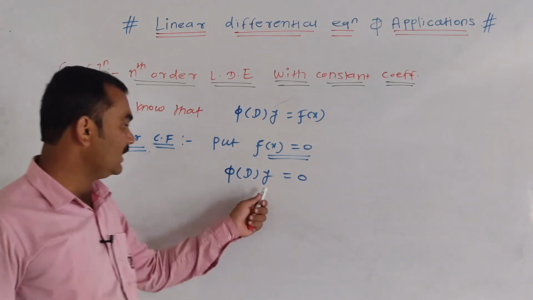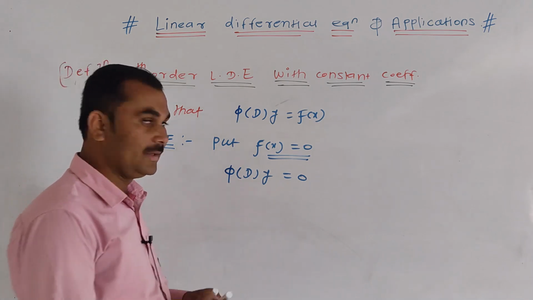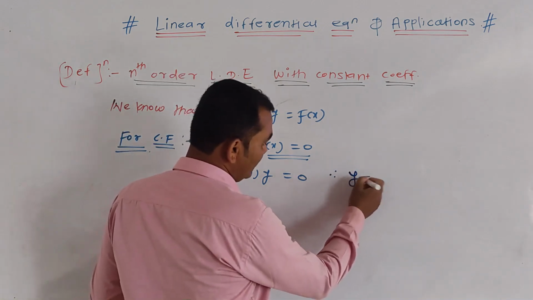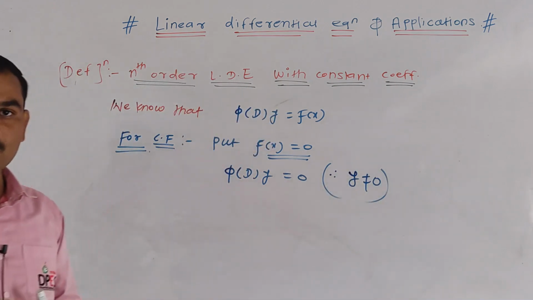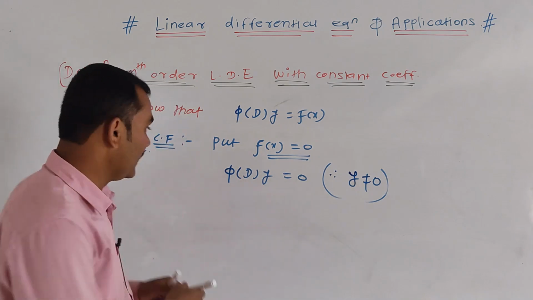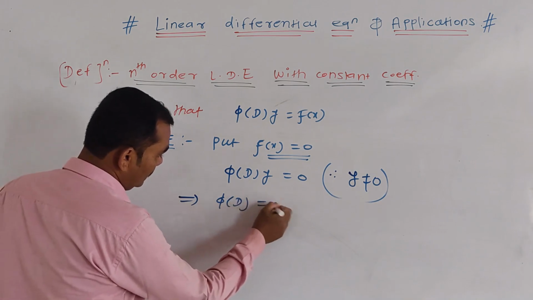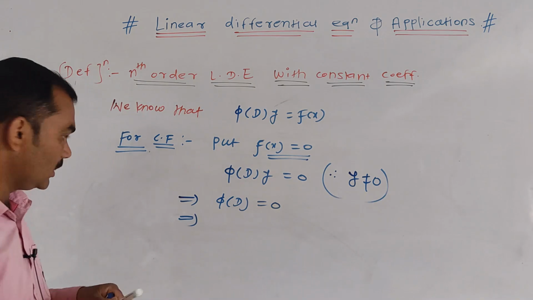But this y is the solution. We have to find the value of y, which is a non-zero solution, since y is not equal to 0. This implies phi of D is equal to 0, and this is called the auxiliary equation. Phi of D is equal to 0.